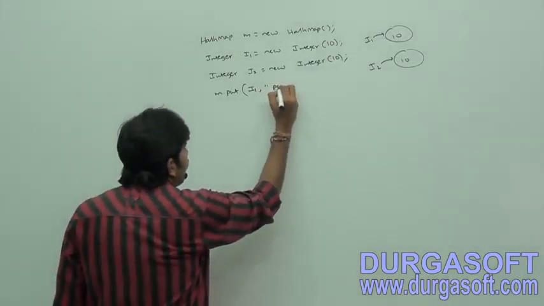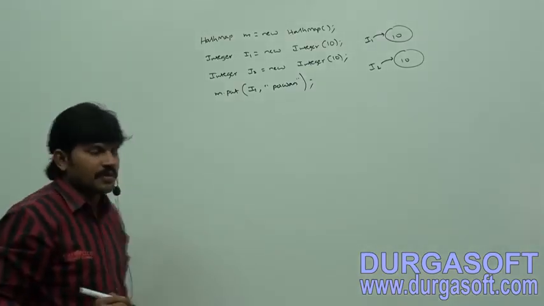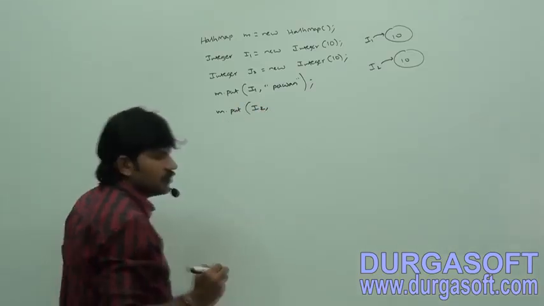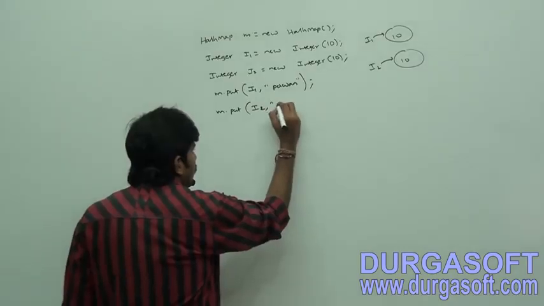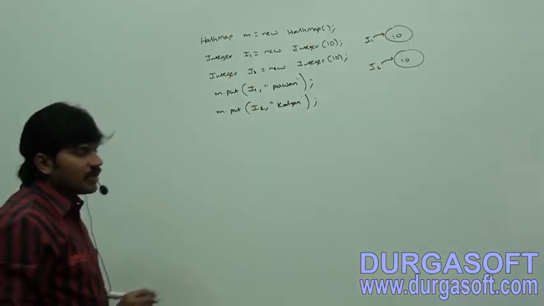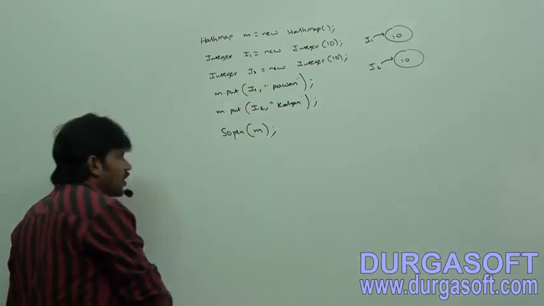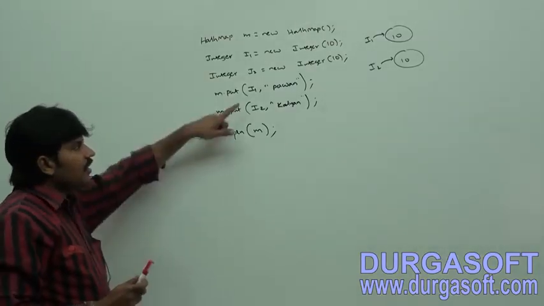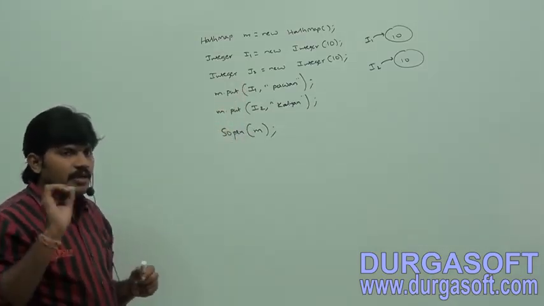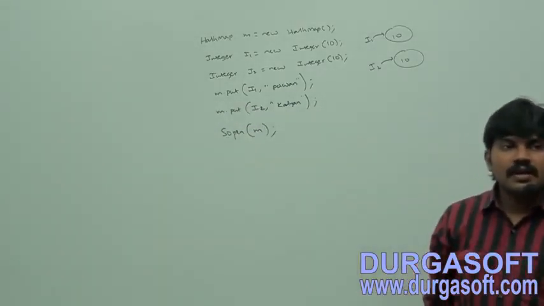Next, the value is Pavan, as I am taking. m dot put of I1 comma Pavan. Next, m dot put of I2 comma Kalyan, as I am taking. System.out.println of m. Sir, can you tell how many entries will be there in the map? One entry or two entries?